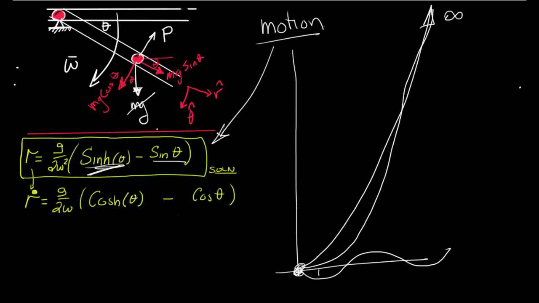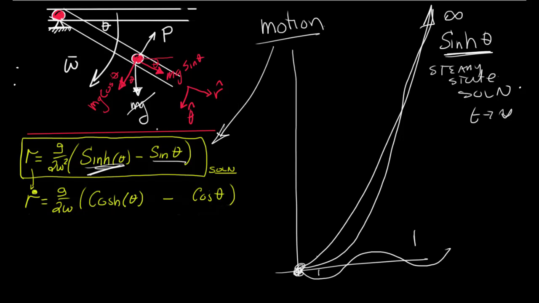And ultimately, it converges in such a way that the sinh of theta dominates. That would be called our steady state solution, where t is going towards infinity over a long time. And then down here we have a dynamic or transient response, which is only important in the first cycle or so, and then it diminishes very quickly.